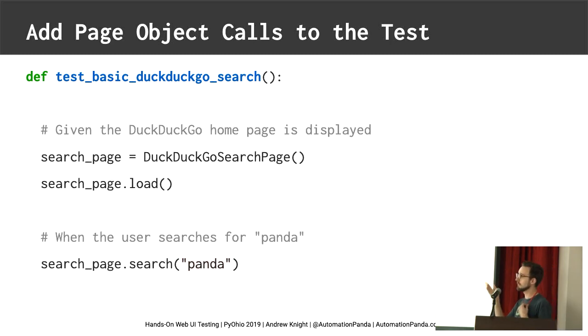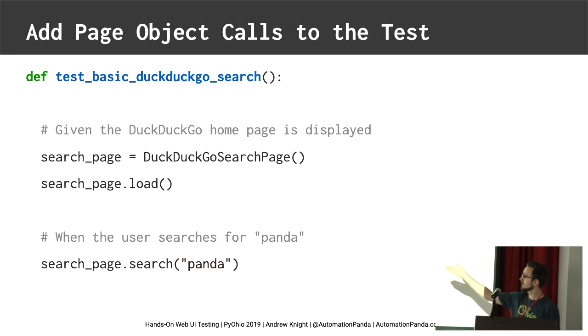Now that I have my page objects defined, I can go back to that test case that we wrote and go to each of those steps and make the page object calls. I already have them stubbed out, so I know what my interface is going to be. They're not implemented yet, but at least I can go top down, and I can go one step deeper. So, for that first given step, given the duck.go homepage is displayed, what do I want to do?